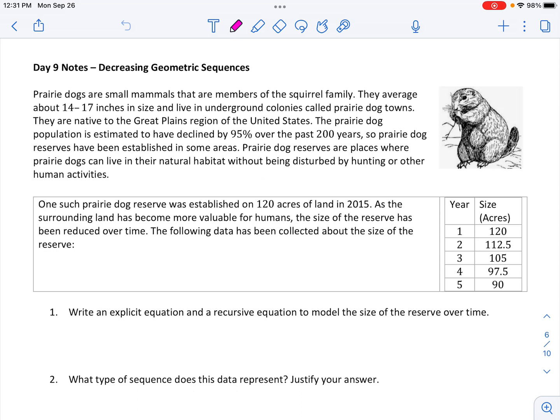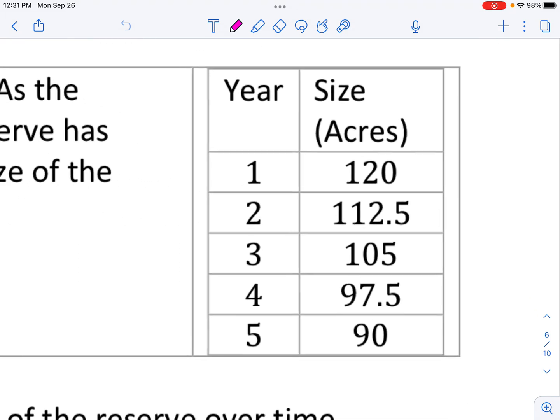Prairie dog reserves are places where prairie dogs can live in their natural habitat without being disturbed by hunting or other human activities. One such prairie dog reserve was established on 120 acres of land in 2015. As the surrounding land has become more valuable for humans, the size of the reserve has been reduced over time. Here's the following data that's been collected about the size of the reserve.